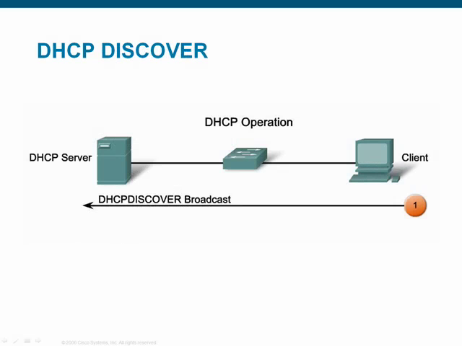The first step in the DHCP process occurs when a DHCP-enabled client boots. During the boot process, the client sends a broadcast DHCP discover message. The purpose of this message is to locate a DHCP server and begin the DHCP address assignment process.